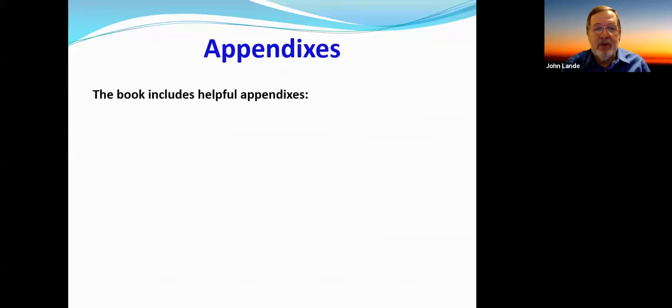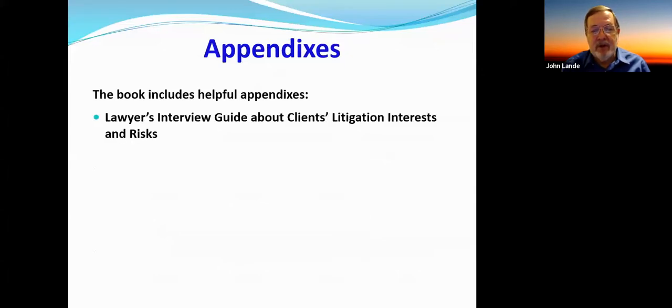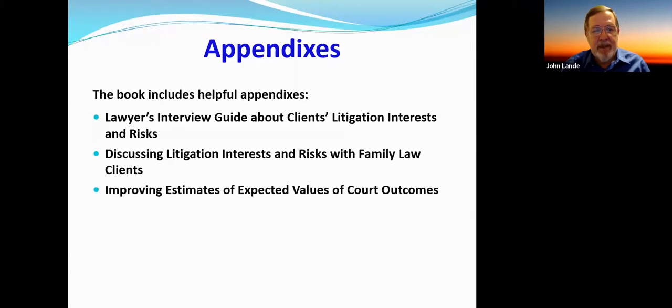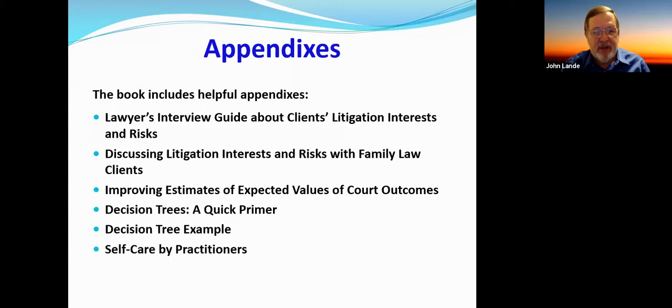So the book includes lots of helpful appendices, including an interview guide for lawyers, discussing litigation interests and risks with family law clients where the dynamics are somewhat different, improving estimates of expected values of court outcomes, a quick primer on decision trees, an example of a decision tree, and advice about self-care by practitioners. So that's a quick summary. I don't know how quick, but that's a summary of the ideas in this book about litigation interest and risk assessment, which to some extent may be helpful in your context.